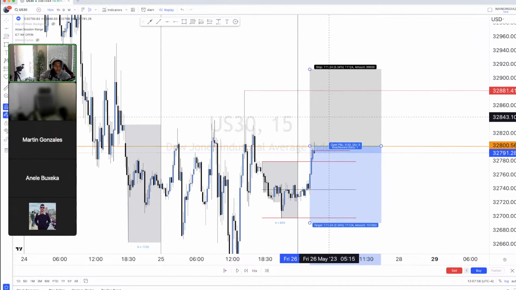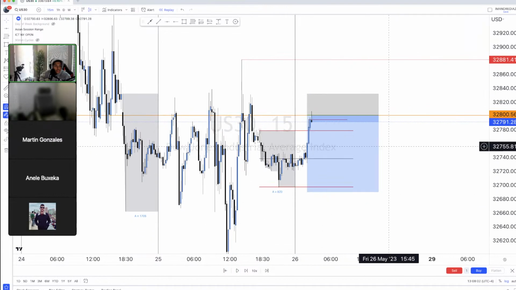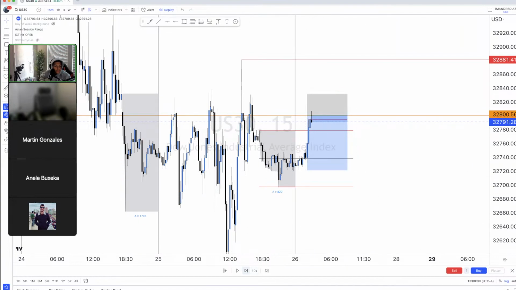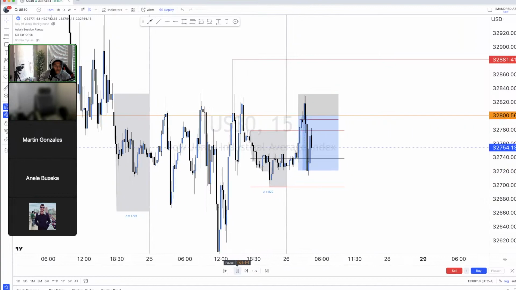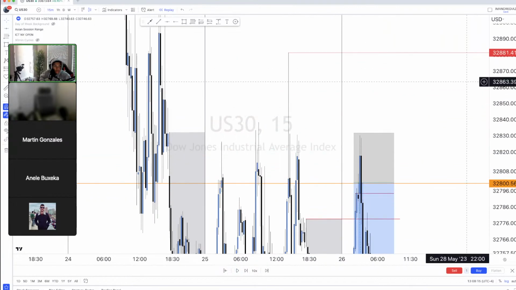Right there. Got a nice little wick. 30-point stop, ideally. Looking at target, what? Asia range low. But even then, if we can even target these lows down here, that's still a 1 to 2.6. So let's see what we can get. That would have played. Stop loss got close.